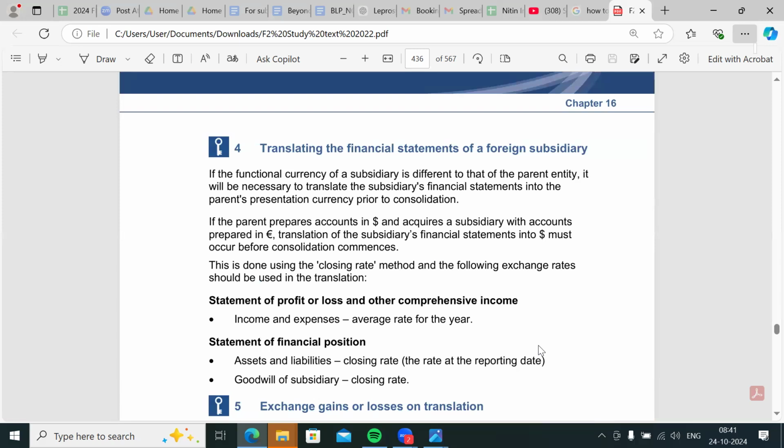Let's read that again. If the functional currency of a subsidiary is different to that of the parent entity, it will be necessary to translate the subsidiary's financial statements into the parent's, right? Prior to consolidation. Simple, it's very clear.